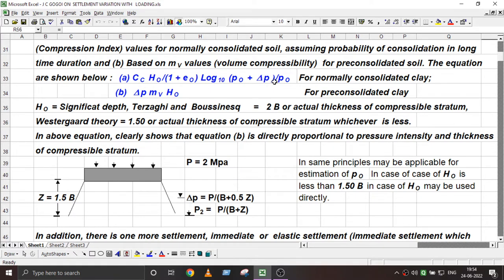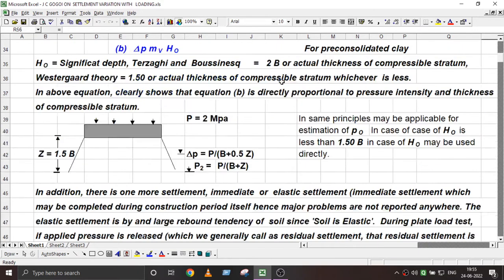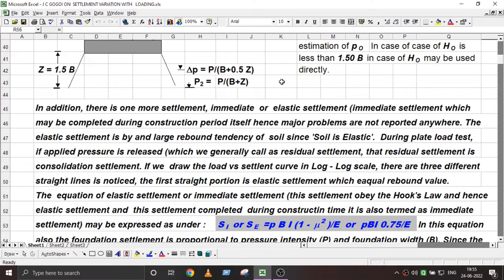But in this equation, P alone is not responsible, or H0 alone is not responsible, since this is based on log. This section is based on log. So we must analyze for this type of soil. You see, there is another settlement, which is immediate settlement or elastic settlement. Immediate settlement may be completed during the construction period itself. Normally, in granular soil, which is highly pervious, this immediate settlement is completed.